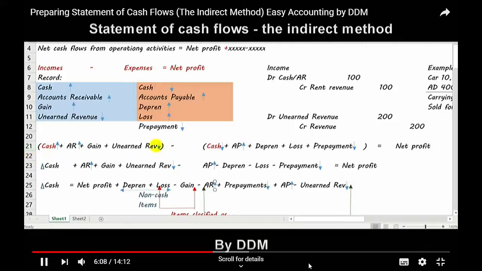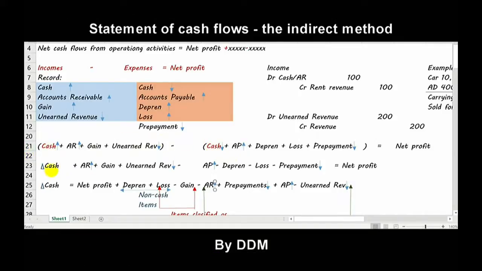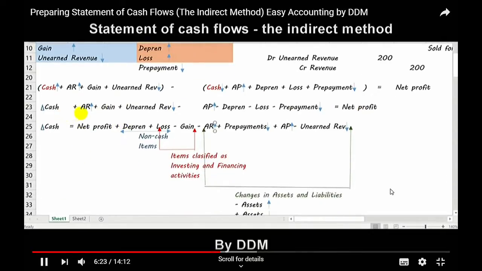After we open the bracket, we combine the cash items. So we have the changes in cash plus these 4 items and minus these 4 items equal to net profit. So up to now, it's purely mathematical. Now we shift. Is everything clear so far? Yes, student at the back? Do you understand what I'm doing here? Any questions?